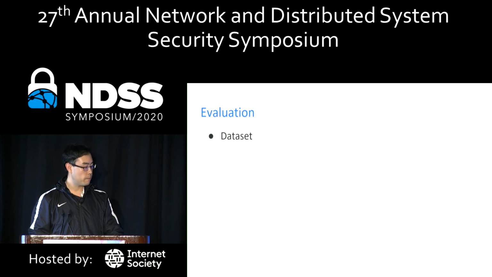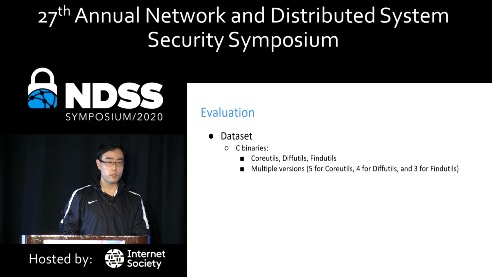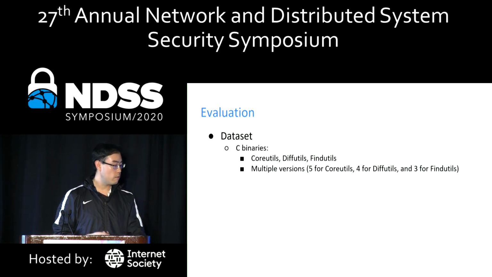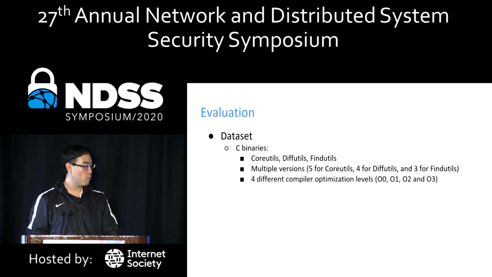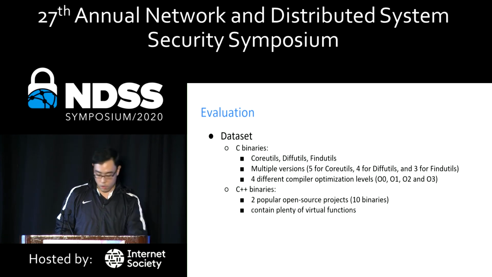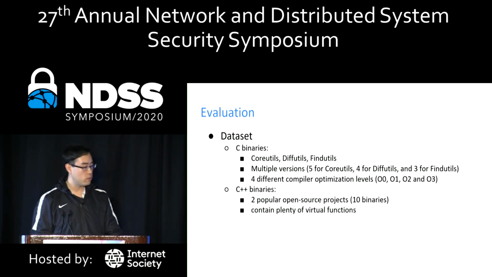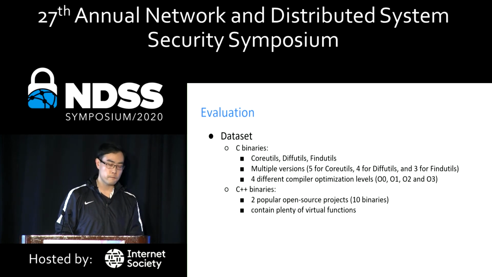First of all, the data set. We use a lot of C binaries: Coreutils, Findutils, Diffutils, multiple versions. You can see 5 for Coreutils, 4 for Diffutils, and 3 for Findutils. And then 4 different optimization levels, O0, O1, O2, and O3. And we also find some C++ binaries. So we find 2 popular open source projects in GitHub. There are 10 binaries in total. And they contain plenty of virtual functions. So it's pretty unique.